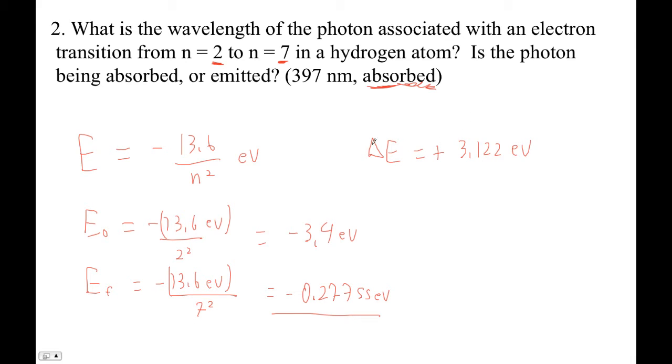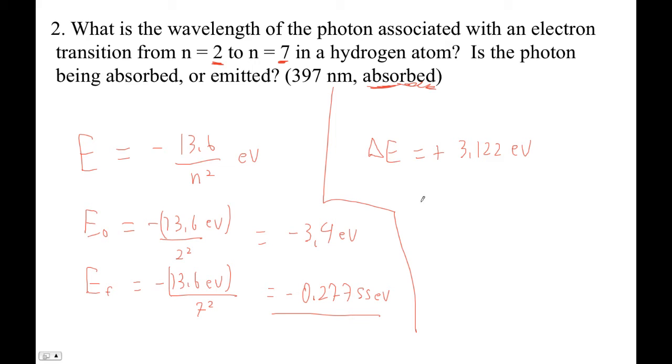Since it's a positive increase of energy of the electron, it took a photon to do this. How did it gain that energy? Well, it got it from the photon. A photon with precisely that energy came in. There you go. So now we've got to figure out what the wavelength of this photon is.